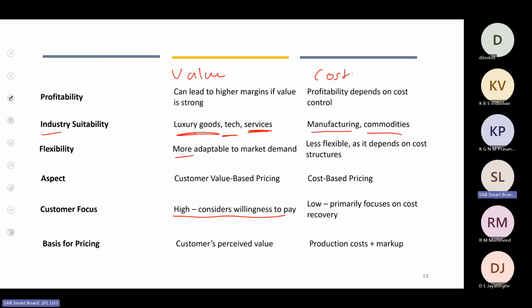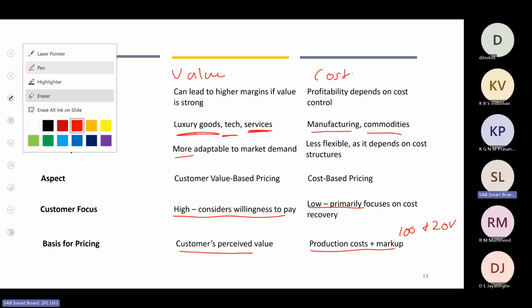Then when it comes to customers, in cost-based pricing they are mainly focused on low-cost products or low-price items, since they are not concerned about additional benefits. Basis for pricing: in value-based it is the customers' perceived value, and here it is production cost plus margin. If the cost is 100, they will add 20% of margin. Simple as that, right? That is how this happens.